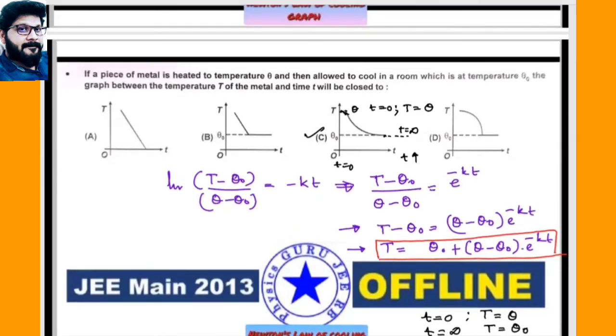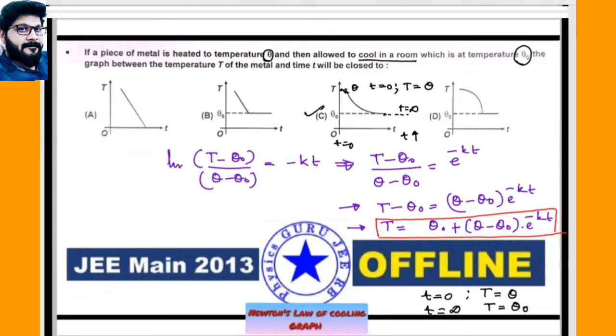You can see a piece of metal is heated to a temperature theta naught and allowed to cool to room temperature. Theta naught is nothing but the surrounding temperature. When t is equal to 0, it is the theta naught temperature. The graph between capital T and small t, so we can correlate with the equation, this particular graph is nothing but C. Hope this is clear to you.